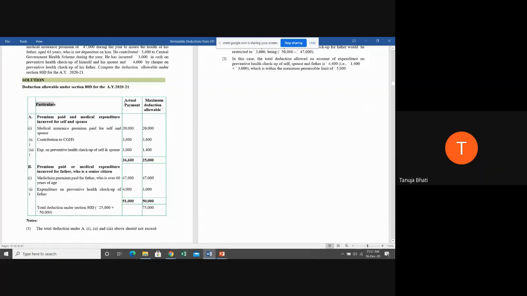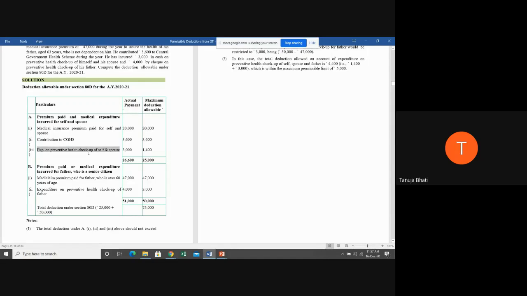See, we need to write the particulars, the actual amount and the maximum amount that he can avail. So medical insurance premium paid for self and spouse is 20,000. Yes, he can claim the full 20,000. Contribution to the central government health scheme was 3,600. Yes, he can claim 3,600. Why can he claim all this? Because it is falling below the limit of 25,000.